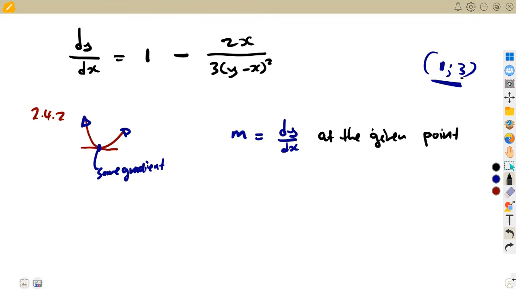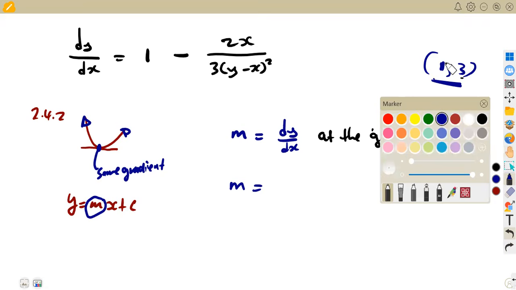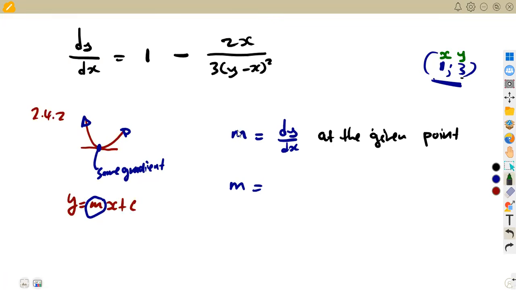Why are we talking about m? Because we're talking about a tangent, which is a straight line, whose equation is given in the form y = mx + c, where this m is equal to dy/dx at the given point. To find m, we simply substitute the point that we have. A point gives us the value of x and the value of y: where there is x, we substitute a 1, and where there is y, we substitute a 3.